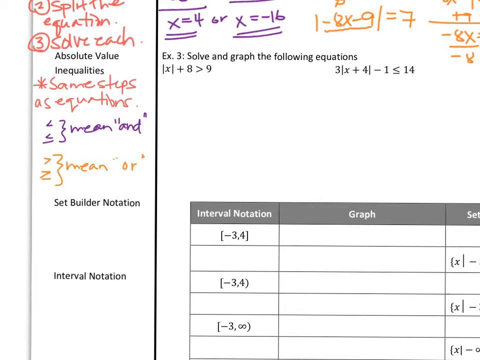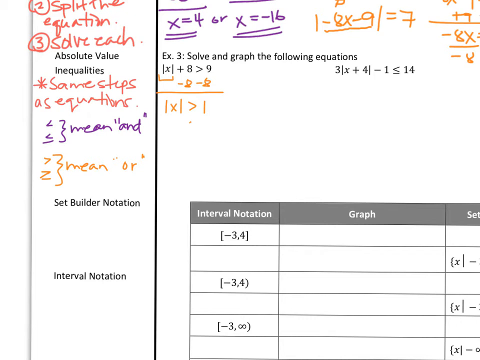In our first example, example 3, absolute value of x plus 8 is greater than 9. So the first thing we want to do is isolate our absolute value. We're going to get that absolute value of x by itself, and I'll subtract both sides by 8. We still have the absolute value symbol on the left. Greater than 9 minus 8 is 1. Notice this matches with the OR definition.